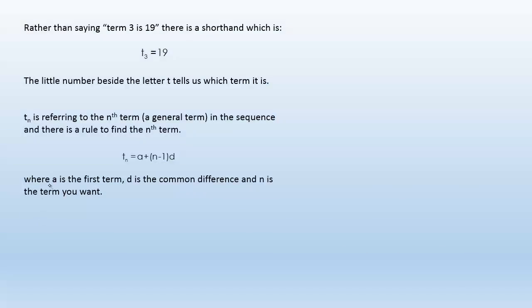In this formula, a of course is the first term, d is the common difference, and n is the particular term we want. So if we want the 100th term, we put in n equals 100, and we need to substitute that both here to get T100, and in here to get 100 take away 1 in the bracket, or just write 99.